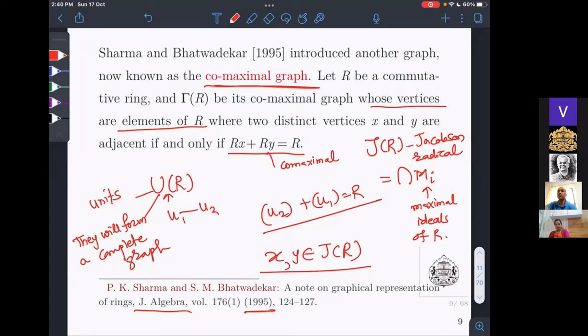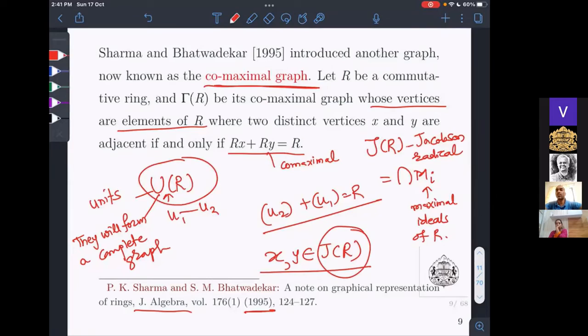So you can see that the elements which are there in the Jacobson radical won't be adjacent to anyone internally. Of course, if you pick up any element from J of R and one element from units, they will be adjacent, because a unit will generate the whole ring R, and therefore they will be adjacent with this X also.